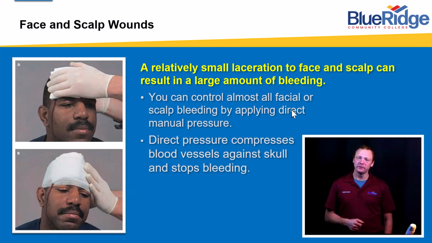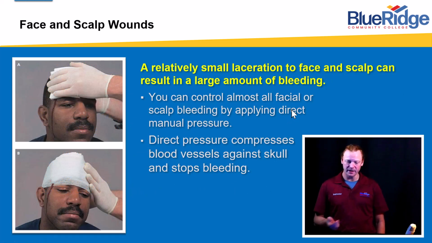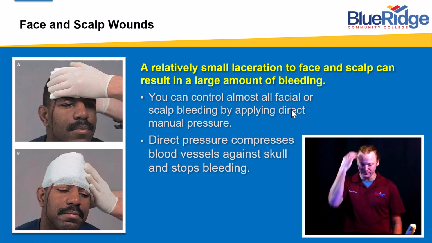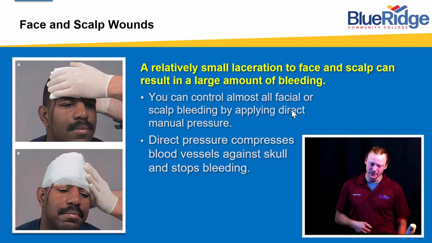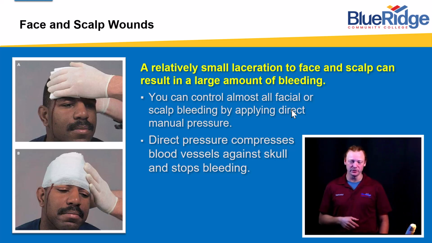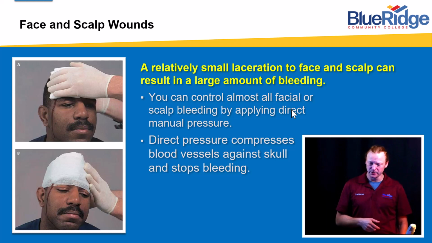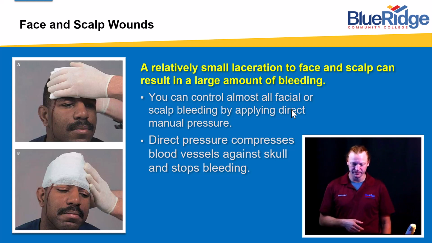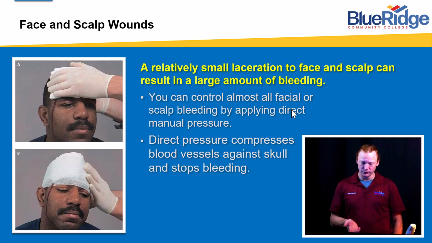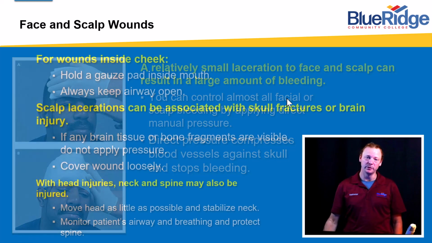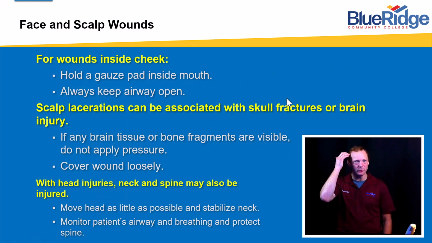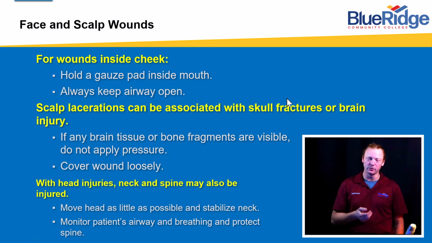A relatively small laceration to the face or the scalp can result in a large amount of bleeding because of the amount of vasculature that is actually in these areas. They bleed a lot, and sometimes they can be a little bit difficult to control, but you can control most of them with just direct pressure. Direct pressure compresses the blood vessels up against the skull and stops bleeding. One thing we want to be careful of when we're doing this is to, in our assessment, make sure that we don't have any unstable portions of our skull where we could potentially have a depressed skull fracture.